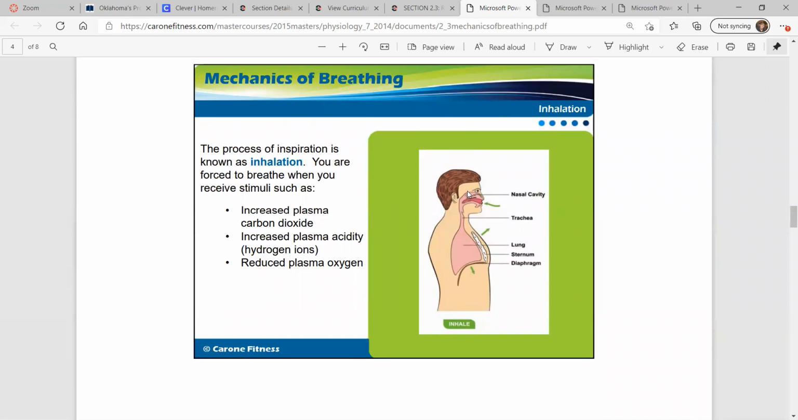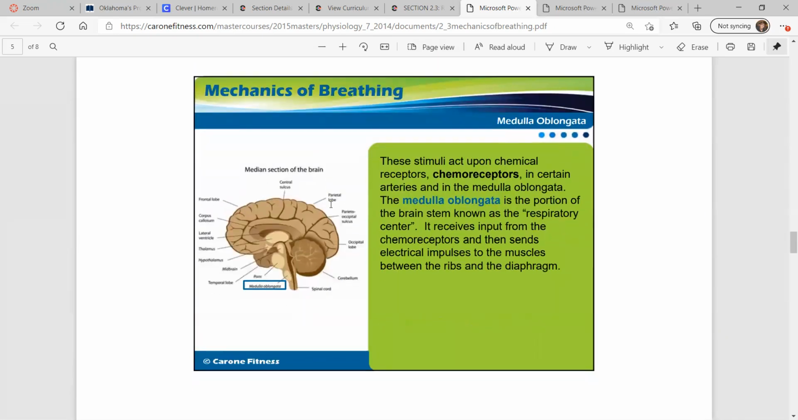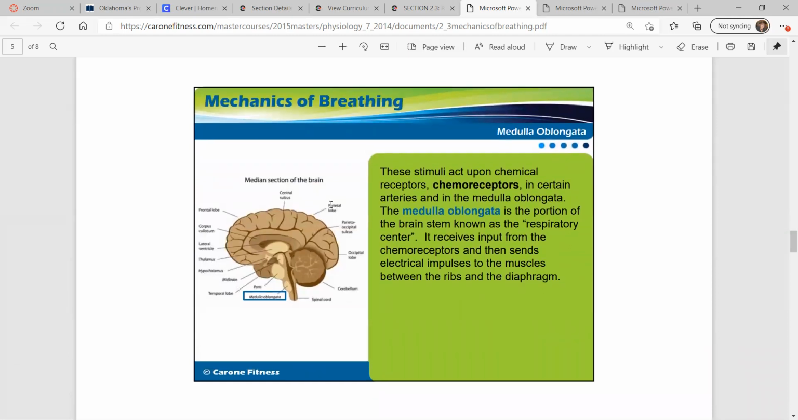Inspiration is known as inhalation. You are forced to breathe when you receive stimuli such as increased plasma carbon dioxide, increased plasma acidity, which are hydrogen ions, and reduced plasma oxygen. So when these things occur, you are forced to breathe. These stimuli act upon chemical receptors, or chemoreceptors, in certain arteries and in the medulla oblongata. The medulla oblongata is the portion of the brainstem known as the respiratory center. It receives input from the chemoreceptors and then sends electrical impulses to the muscles between the ribs and the diaphragm.